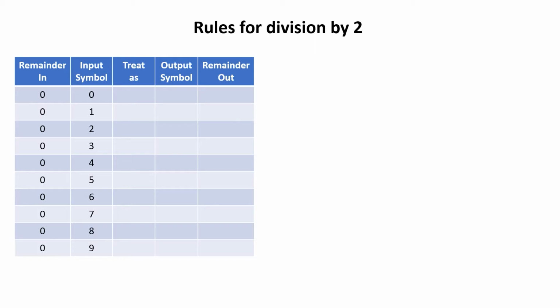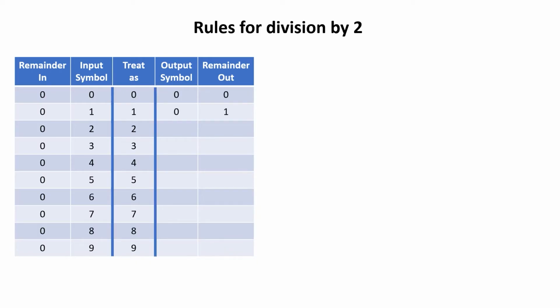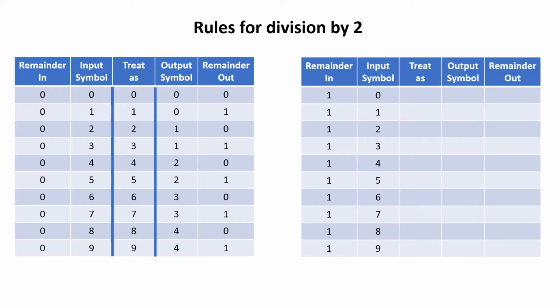If I see a symbol and there's no remainder from the last digit, then I just treat it as a number seen and divide it by 2. 0 divided by 2 is 0 with no remainder. But 7 divided by 2 is 3, and there is a remainder for the next digit. So this begs the question, what do we do if there was a remainder from the last digit?